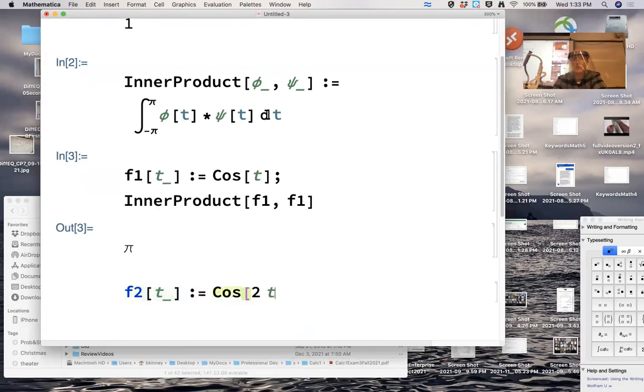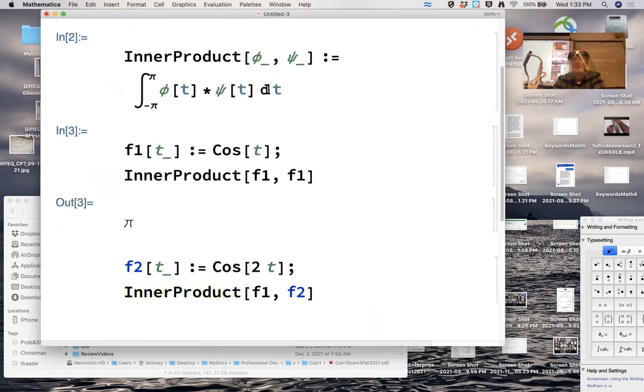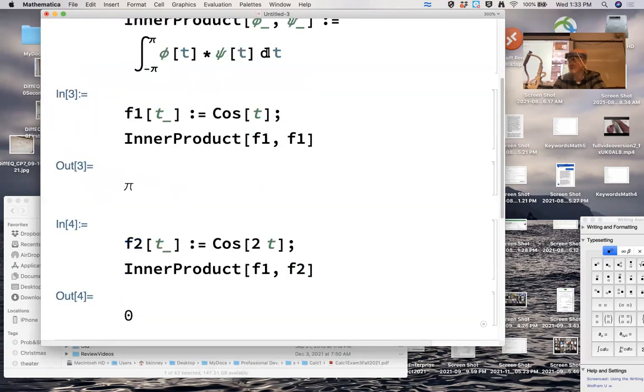If f2 of t is cos 2t, what's the inner product of f1 and f2? 0. f1 and f2 are orthogonal to each other in this inner product space. But you can't literally imagine that, right? You can't literally imagine these functions are somehow perpendicular. They're not in any usual sense. Their graphs don't cross each other perpendicularly. That has nothing to do with it. The reason we say they're orthogonal is because this inner product is 0. That's why. It's not something you can literally imagine. You can only imagine it by analogy.